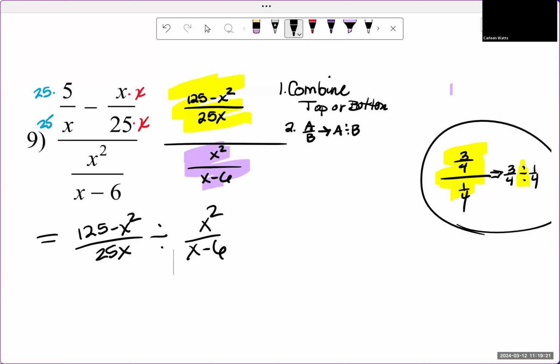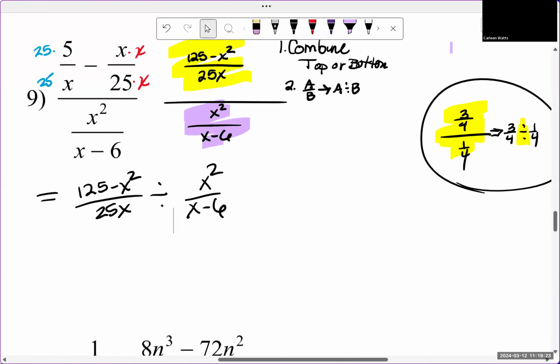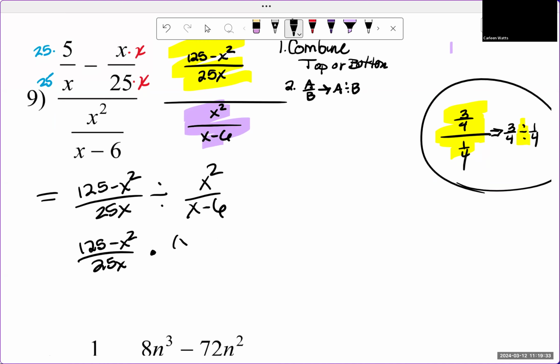Okay, dividing fractions, easy as pie. Flip the second and multiply. 125 minus x squared over 25x times x minus 6 over x squared.